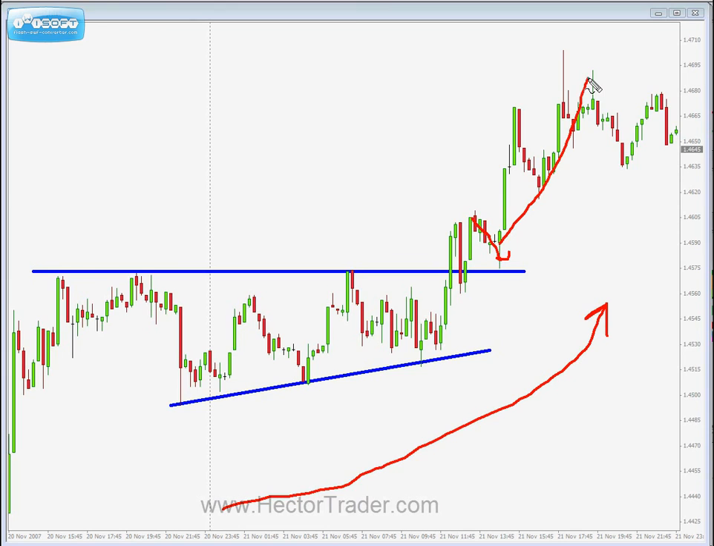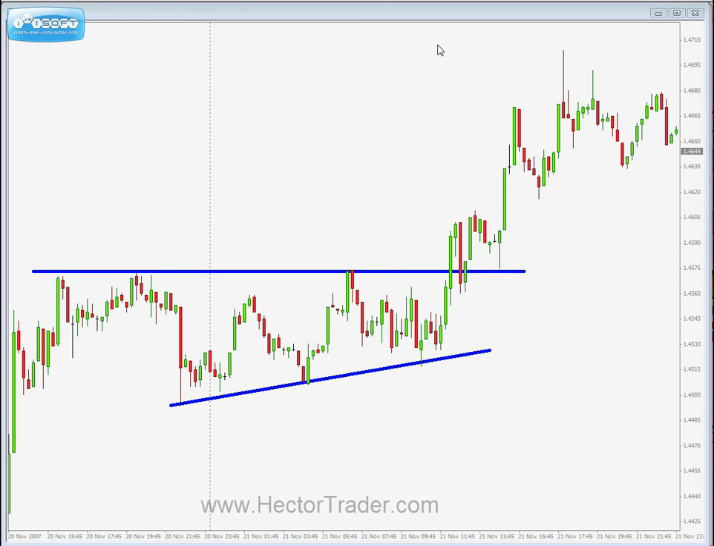Sometimes you will have losing trades. Every trader has losing trades here and there, but most of the time, 65, 70, 80% of the trades will be a winner, and you'll be able to squeeze some profits out of them.